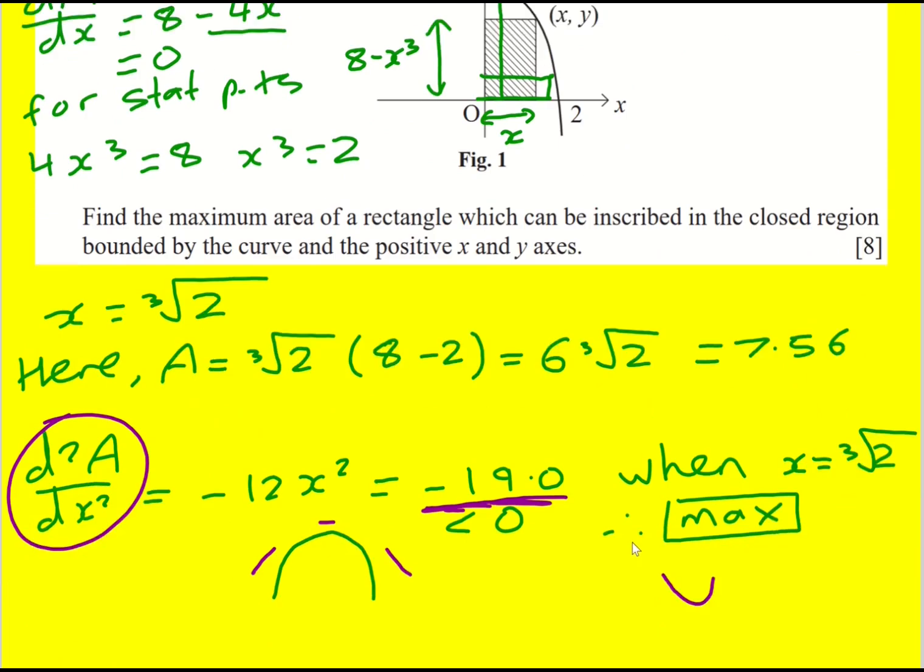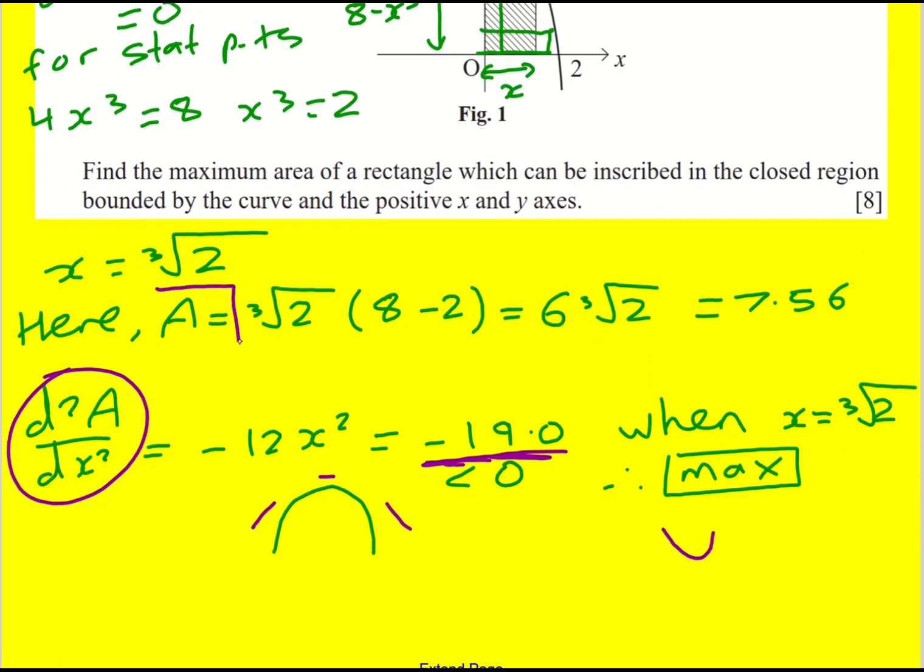Right, so find the maximum area. I've done it. A is going to be 6 times the cube root of 2, or 7.56, and we've shown that it is a maximum. Well done.